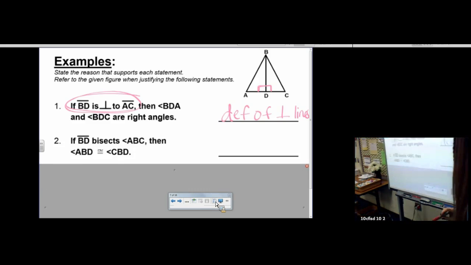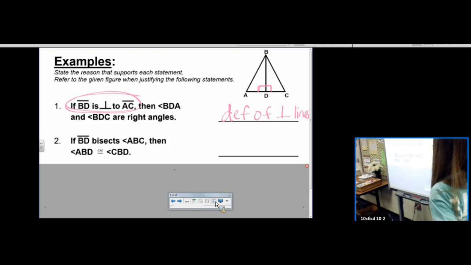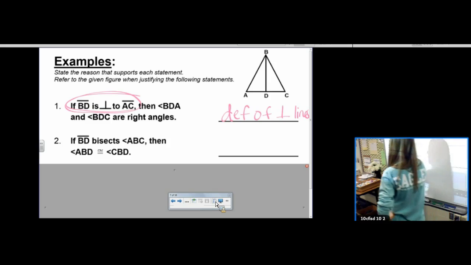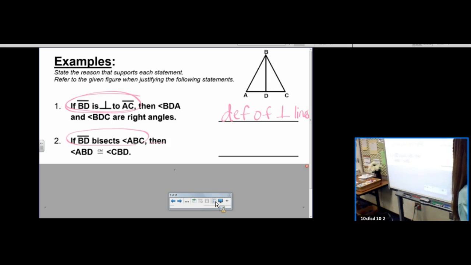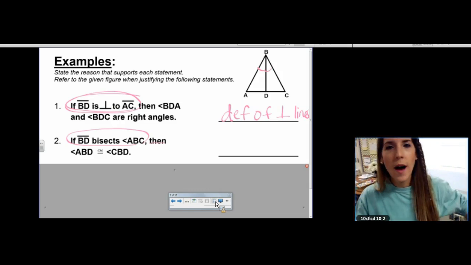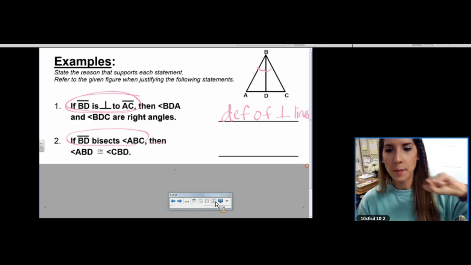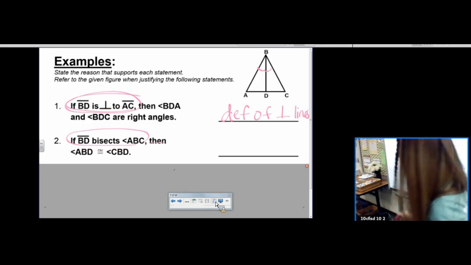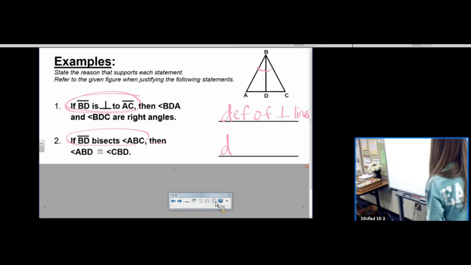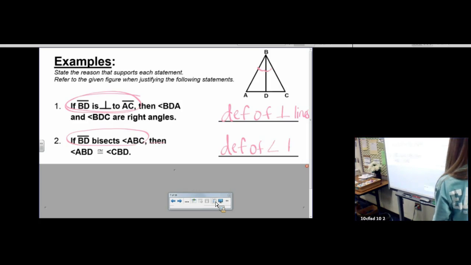Number 2. If BD bisects angle ABC, so here's my hypothesis, then ABD is congruent to CBD. Well, how do we know that? What tells us that if BD is an angle bisector, then angle ABD is congruent to CBD? Yes. So definition, very good. What tells us that? It's our knowledge of the definition of angle bisector.